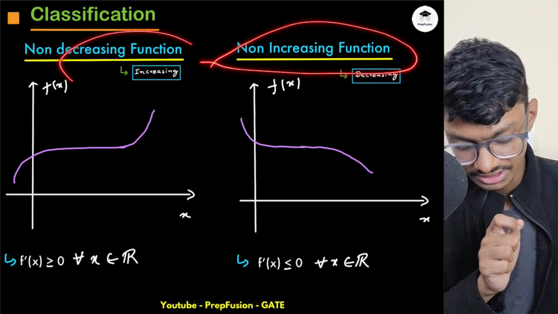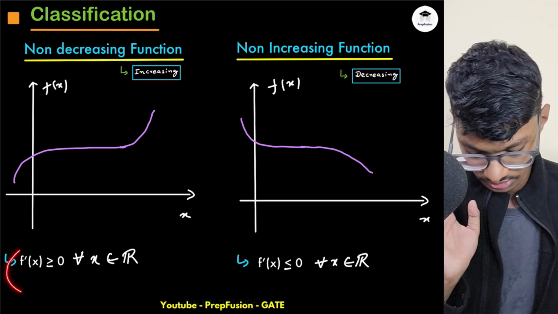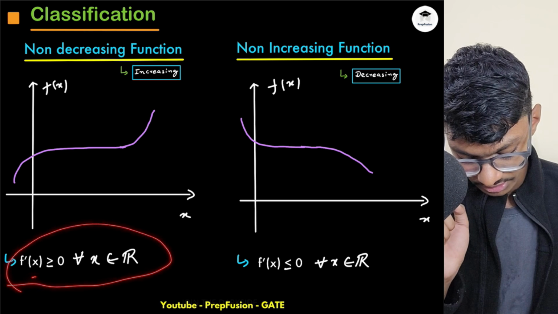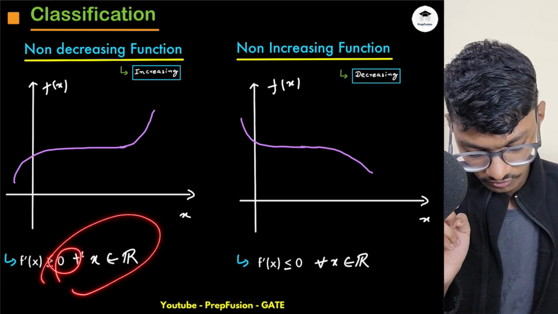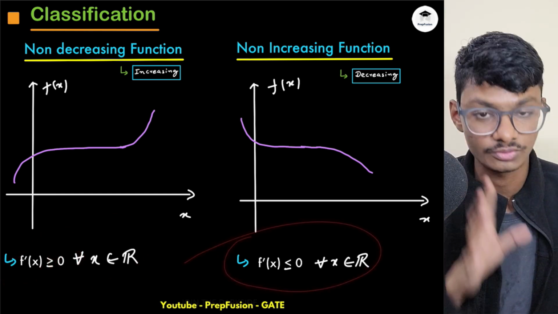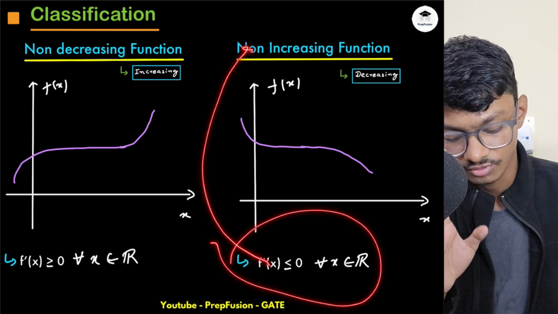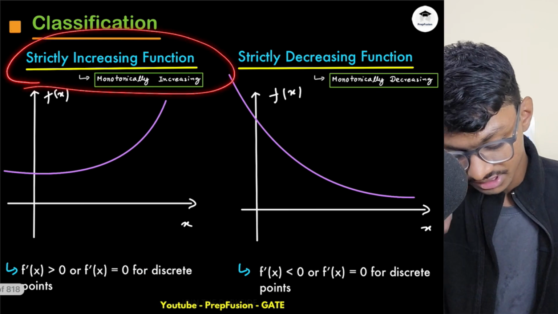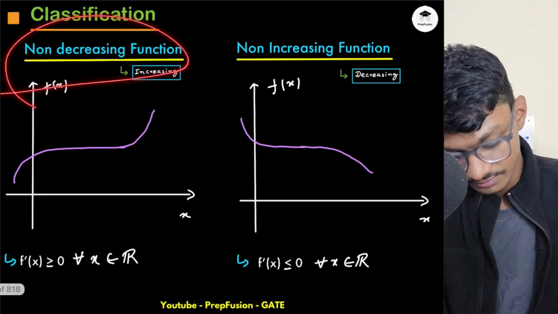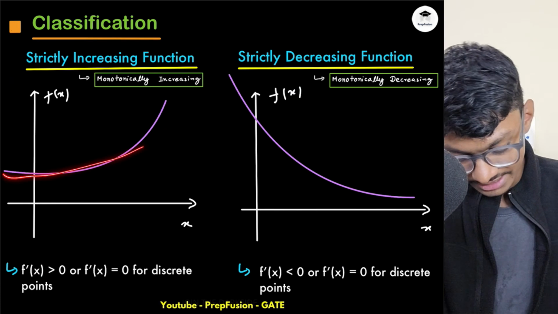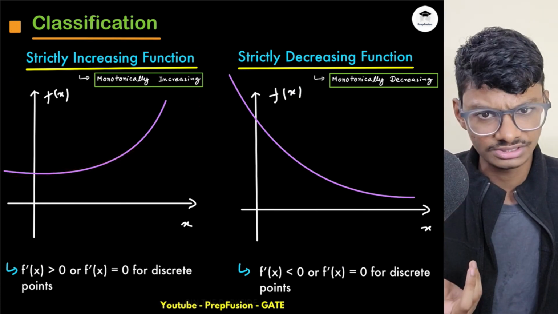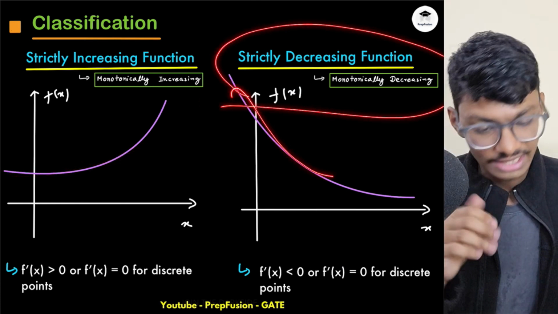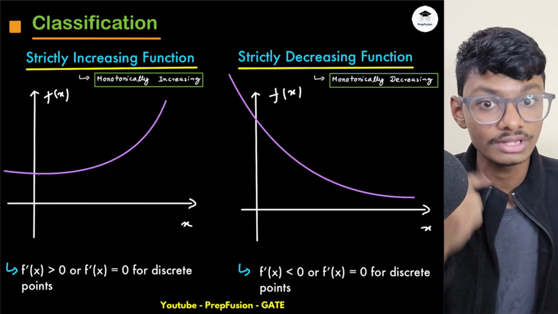That's why we can say these two things. I hope you can understand this. So here, f dash of x has to be greater than or equal to 0 for all real x for non-decreasing, and f dash of x has to be less than or equal to 0 for all real x for non-increasing. Obviously, a strictly increasing function falls into this category of non-decreasing functions, because as it is always increasing, I can say this is a non-decreasing function. And as this is always decreasing, I can say this is a non-increasing function.